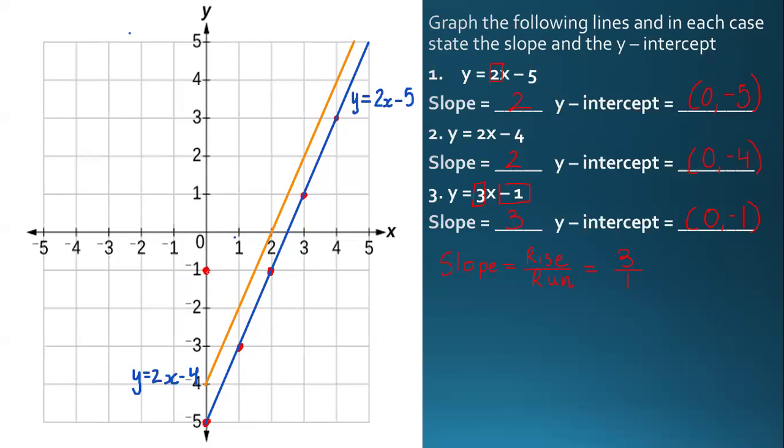0, 0, -1. We're gonna go what? Up how many times? 3. 1, 2, 3. We're gonna go across what? Once. It's another point. All right. We're gonna go up 3. 1, 2, 3. We're gonna go across how many times? Once. Right there. Boom.